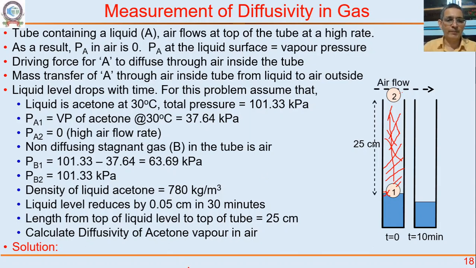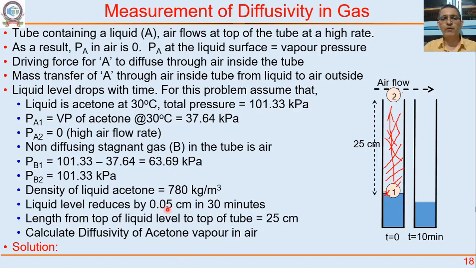Okay, so here is a problem. You can read the problem for yourself. Total pressure is, let's say, 101.33 kPa. PA1, the vapor pressure of acetone at 30 degrees centigrade, is 37.64 from the Antoine equation. PA2: high airflow rate, so the partial pressure of acetone is 0 at location 2. So PB1 is 101.33 minus 37.64, 63.69. PB2 is the total pressure, 101.33 kPa. Let's say the density of liquid acetone is 780.